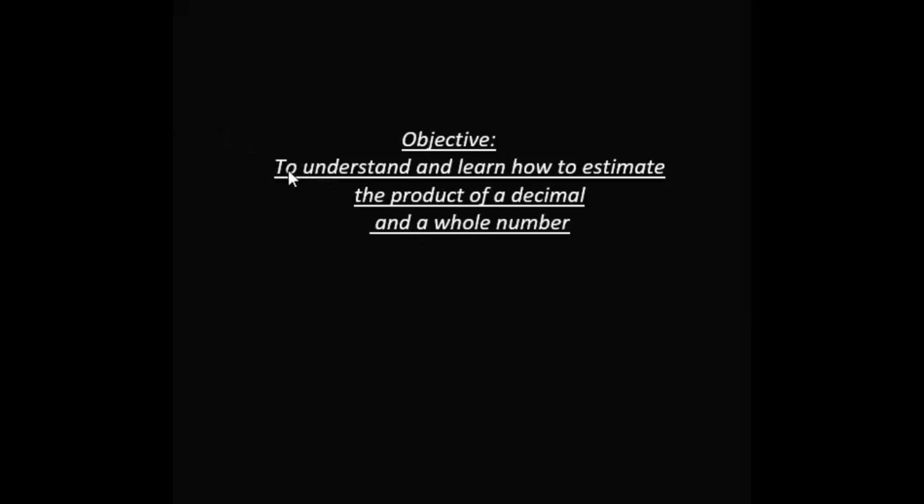Okay, so now I'm just going to underline the keywords and phrases in this objective. The objective is to understand and learn how to estimate the product of a decimal and a whole number. So we're going to be multiplying, because product is the answer to a multiplication problem. Decimal and whole number are decimals and whole numbers, so we're going to be multiplying decimals and whole numbers together, estimating while multiplying, to get an estimated answer. And remember, estimation uses rounding. Always keep that in mind.